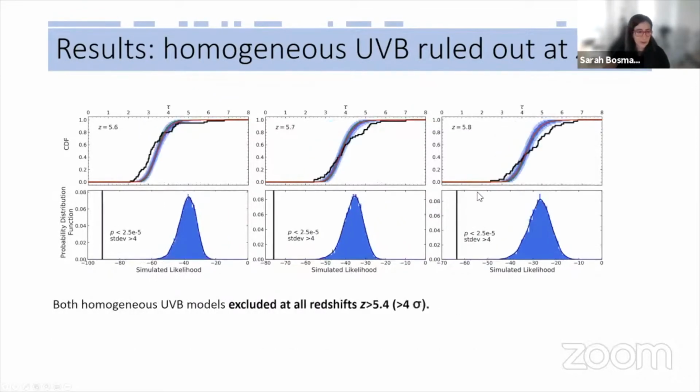And of course, at all redshifts above 5.5, the existence of these extremely opaque troughs has already disproven homogeneous UVB models, but you can also see that the entire distribution shape is far too broad.